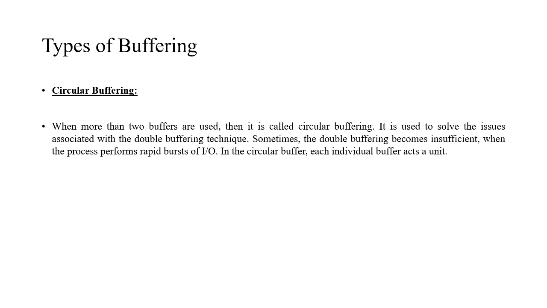Here we use circular buffering, which means, as we have seen in the previous slide, that double buffering and single buffering may not be sufficient for some processes. So in this case, we need circular buffering. So these are some types of buffering.